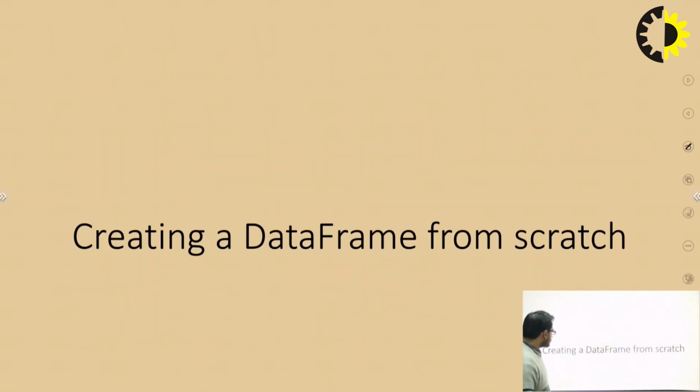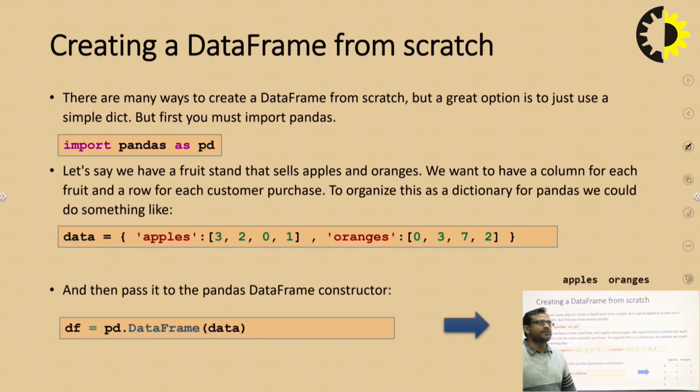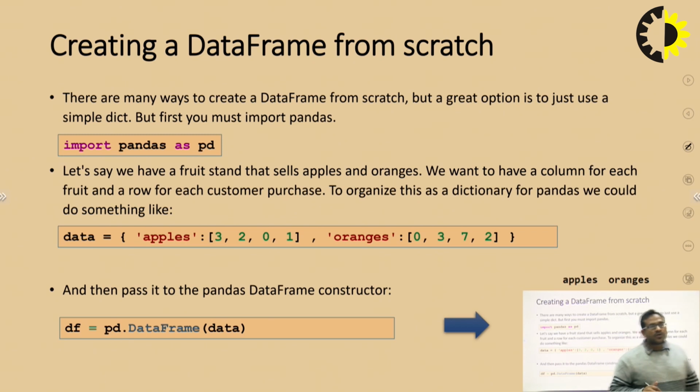Okay. So, creating a data frame from scratch. Let us understand how you can create a data frame, one by one, with an example. First of all, you have to import Pandas, that is, import pandas as pd. In the second line, I am creating a dictionary. data is equal to, I am writing here apples, and these are the values. Suppose we have some students. The first student has 3 apples, the second student has 2 apples, so this kind of data is here. And second is oranges, with 0, 3, 7, 2. These are the orange data.